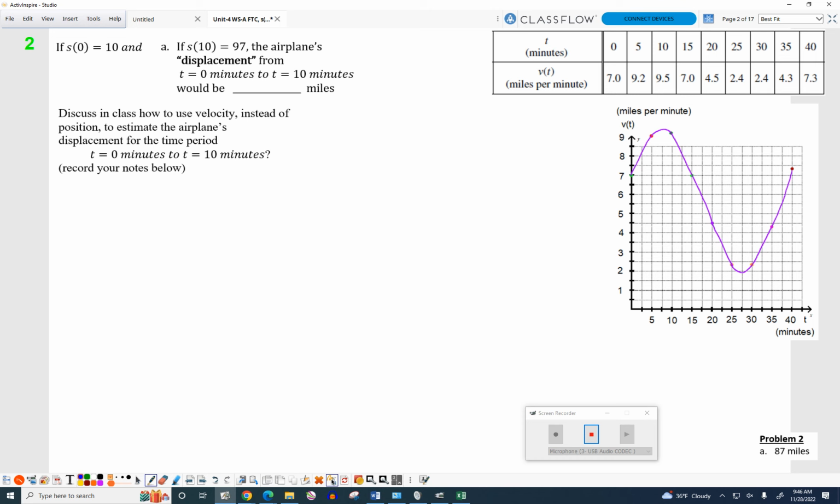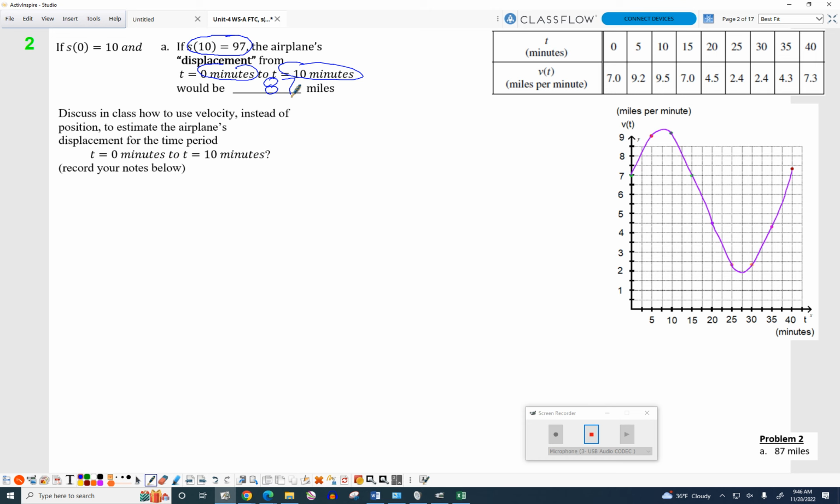Okay, they tell us that at time 10, the position is 97. So we know that from time 0 to time 10, hands up, what goes in this blank? What is the displacement from time 0 to time 10? Hands up. What is the displacement from time 0 to time 10? There we go, let's go Jason. 87. So raise your hand if you knew the answer to be 87 miles. 2 more, 3 for Jason.